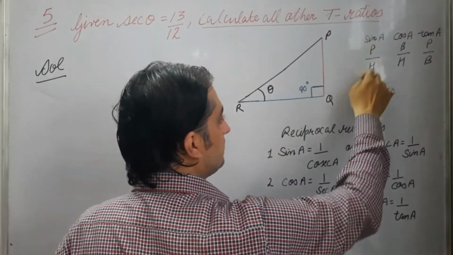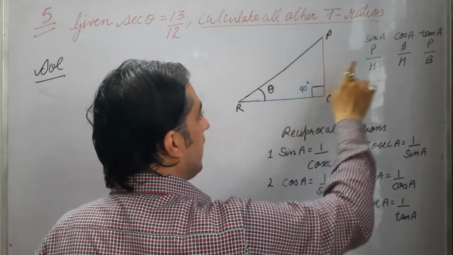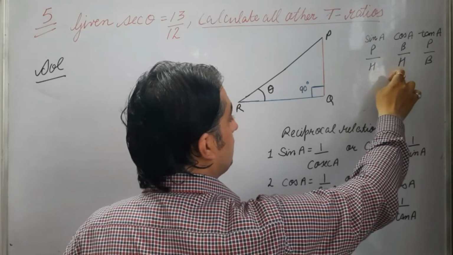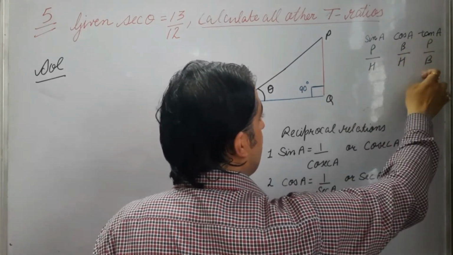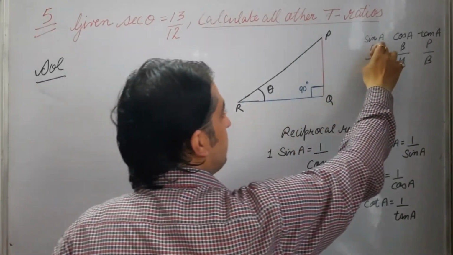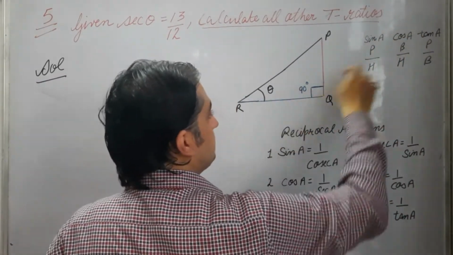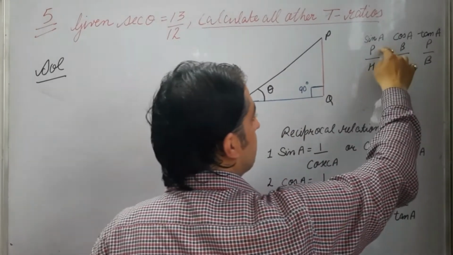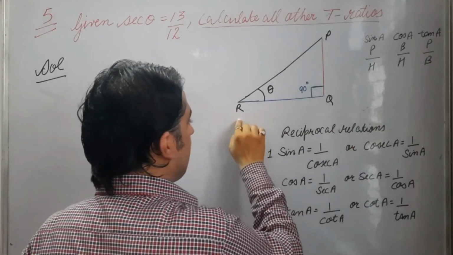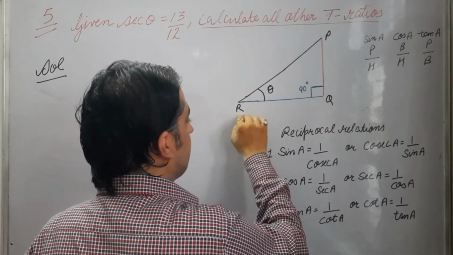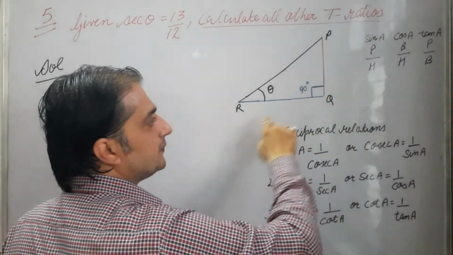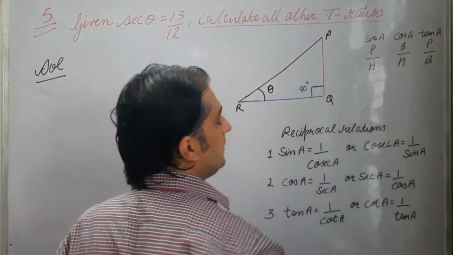So P by H, perpendicular by hypotenuse for the angle, and base by hypotenuse is cosine, and perpendicular by base is tangent, right? So here I am taking the angle A, for which I have defined the T ratios P by H, B by H, and P by B. If I write angle A instead of theta, these T ratios are defined for this angle A: P by H, B by H, and P by B.